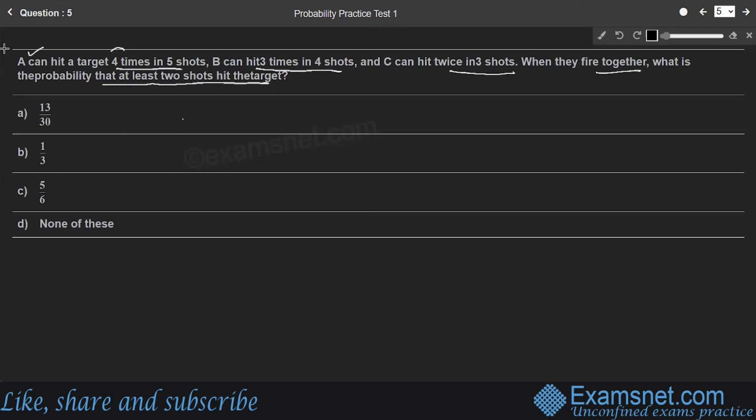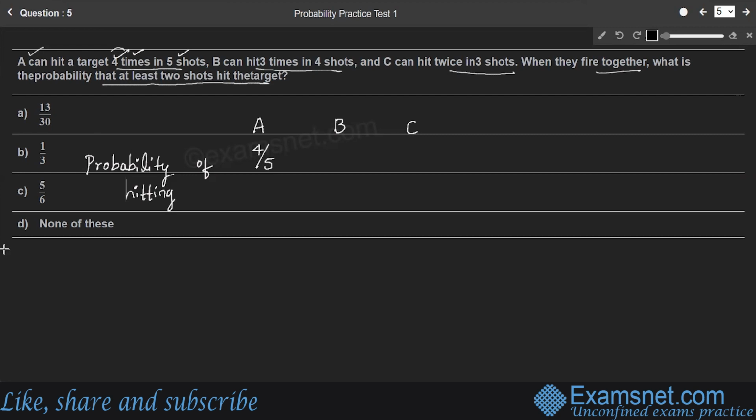We'll just make a small table here. So here we'll consider the probability of hitting by A, by B, and by C separately. First, the probability of hitting by A: out of 5 shots, A can hit 4 shots. Therefore, the probability is favorable outcomes by total outcomes, which is 4 by 5. So total shots are 5, and in that, he can hit 4 shots.